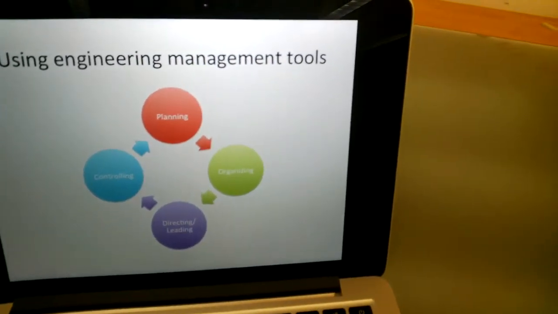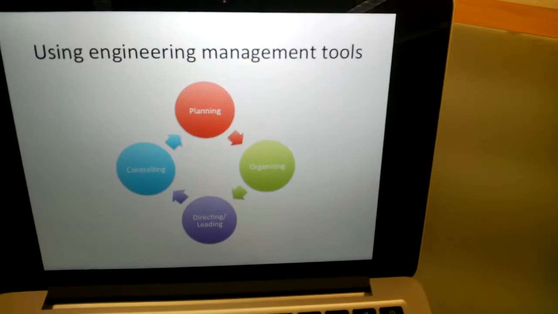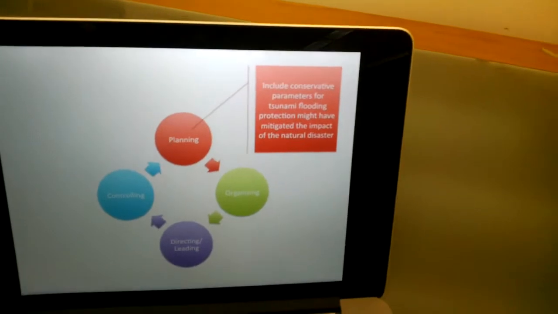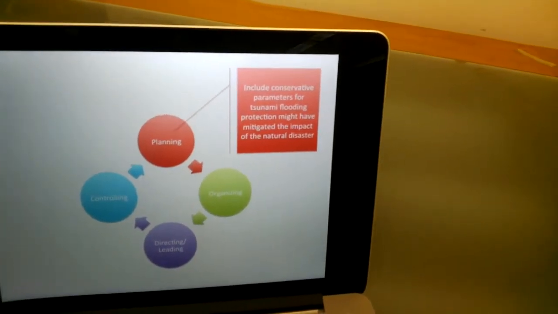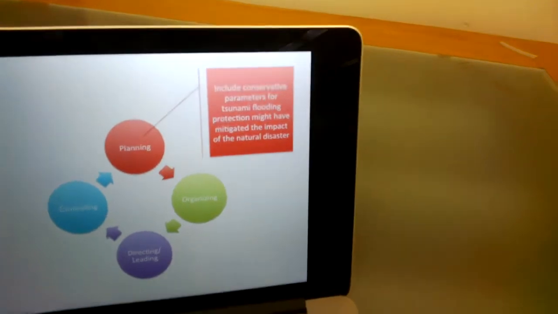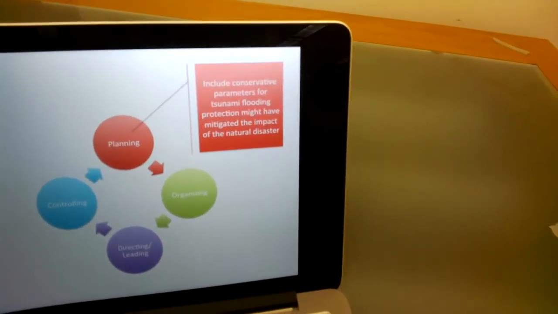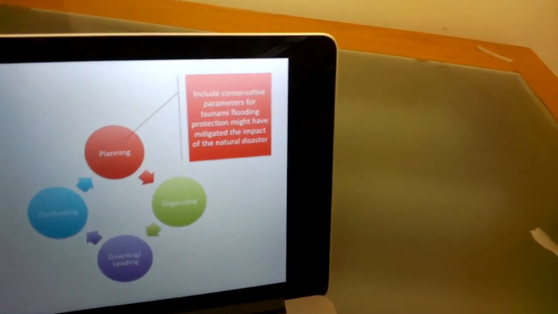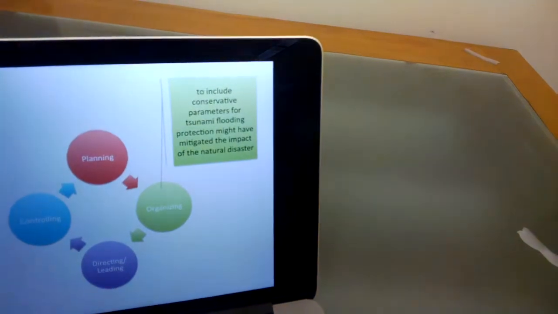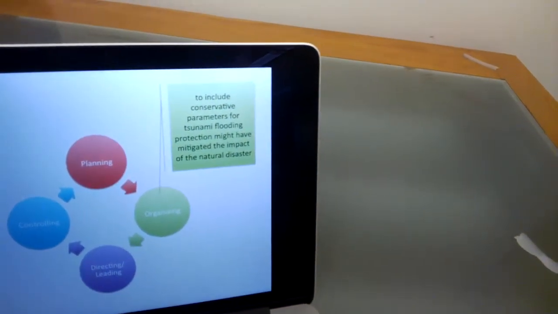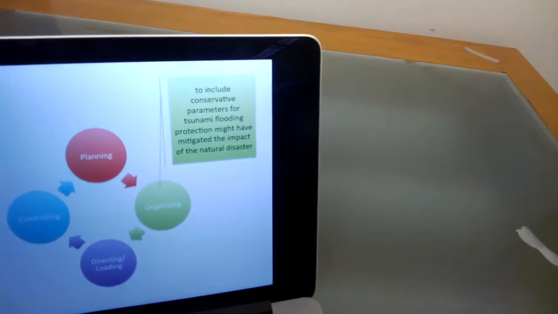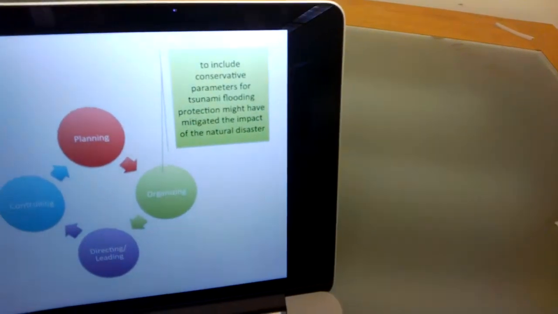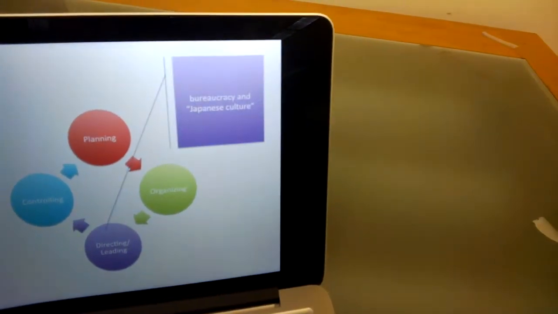And from there, I would highlight some failures that would be associated with the four functions. In planning, the catastrophe happened because they did not include conservative parameters for tsunami flooding protection that might have mitigated the impact of the natural disaster. That's an organizing problem that wasn't really taken care of.